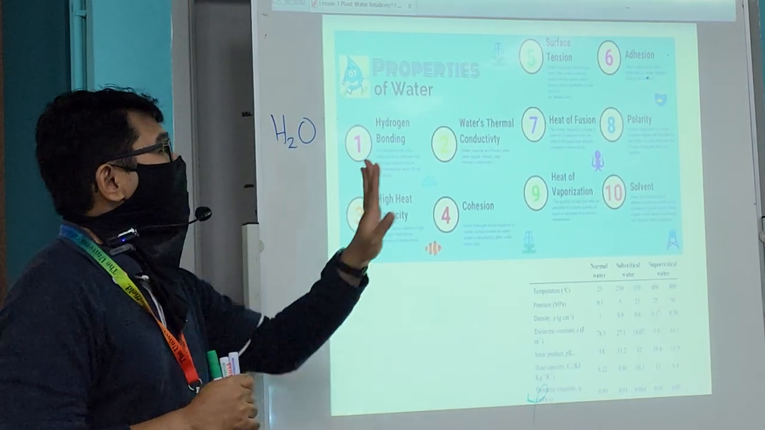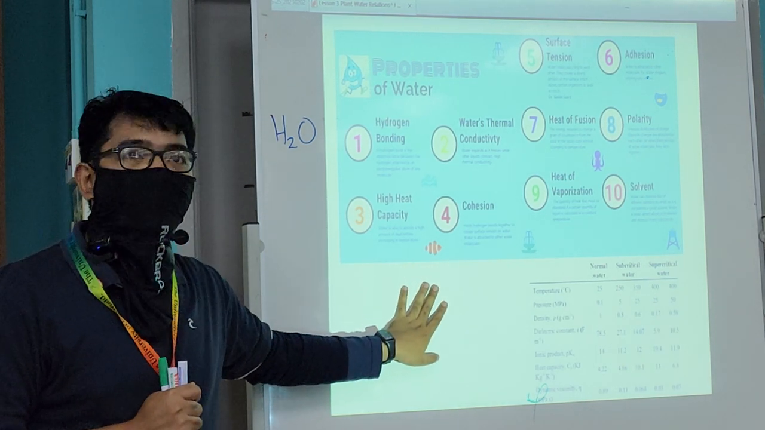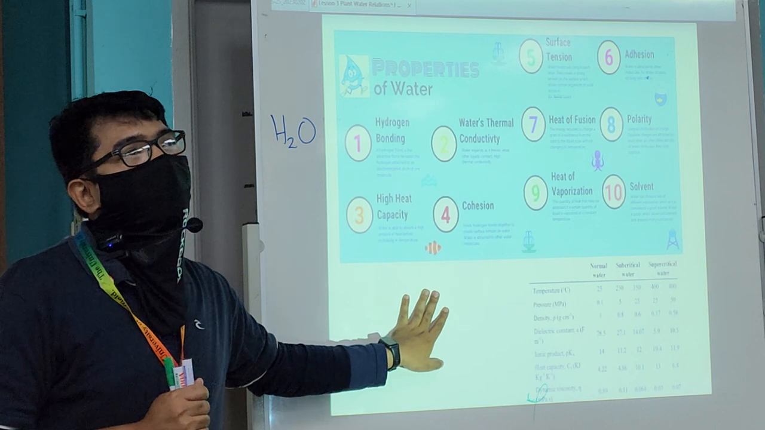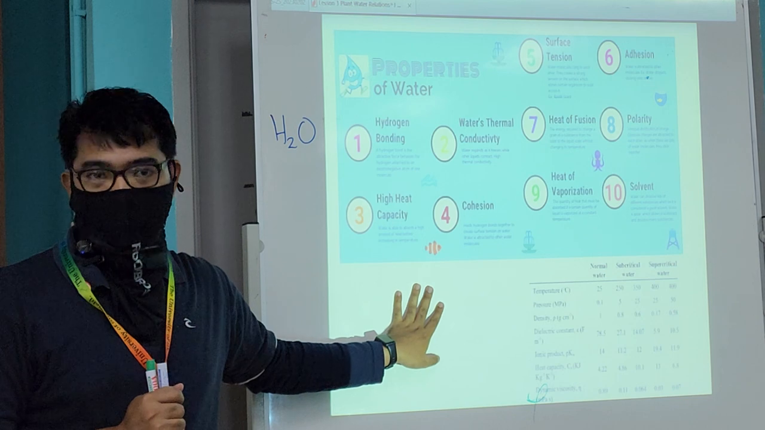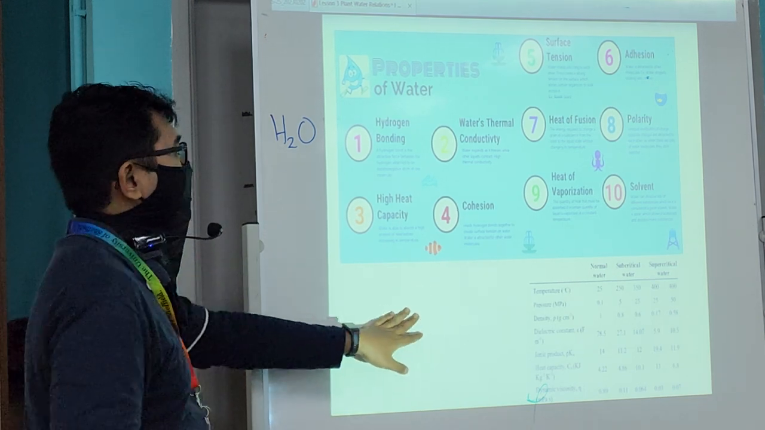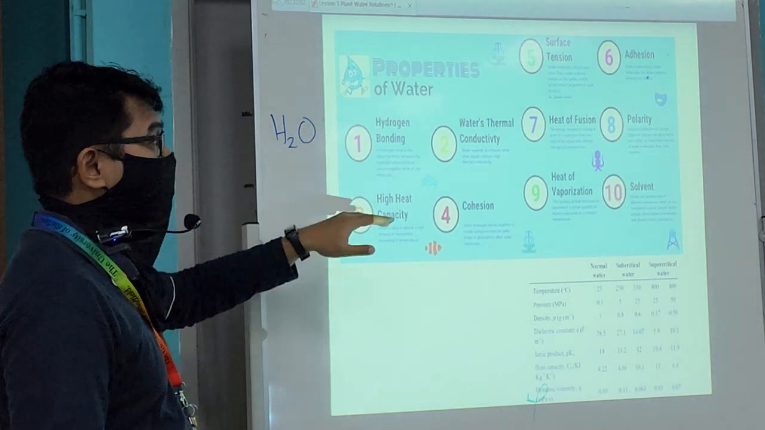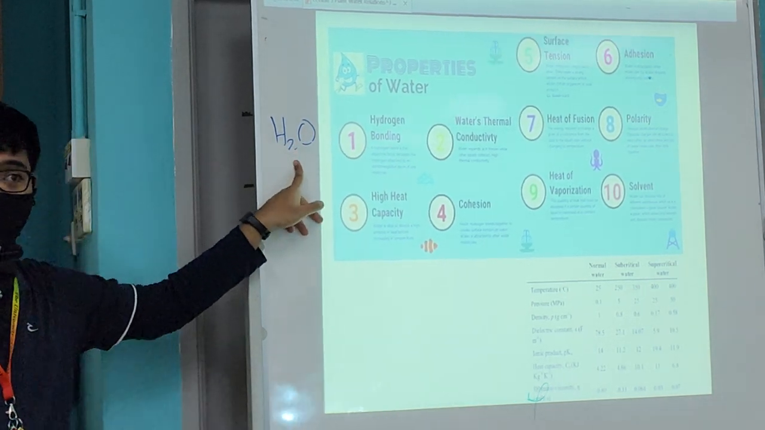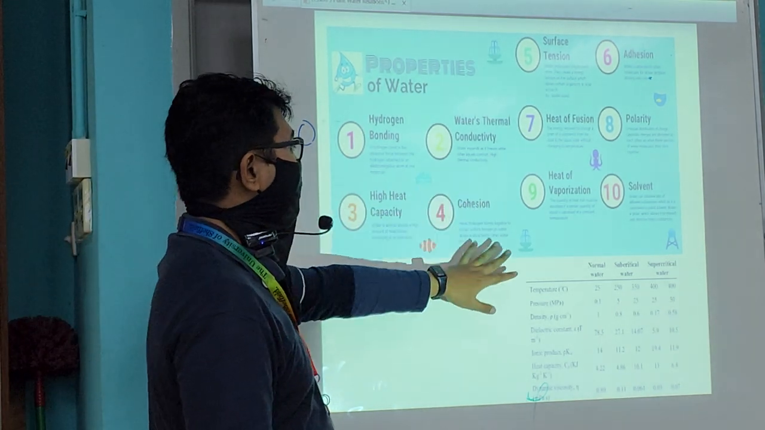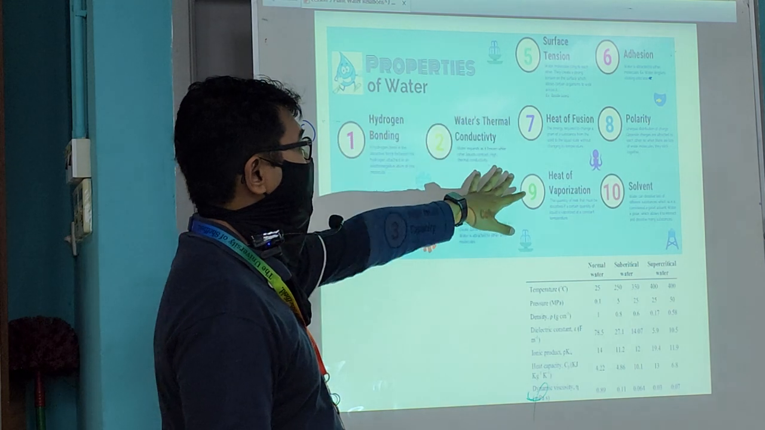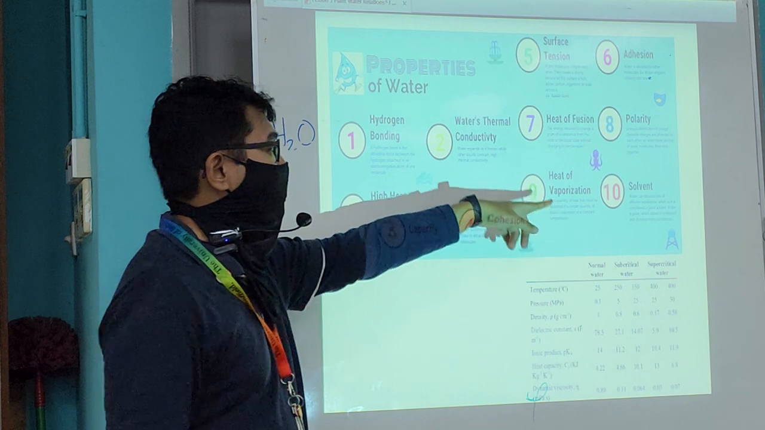Alright. Okay. So these are the four. I'm not going to go into too much detail. I'm just going to highlight the properties that are important regarding plant science, plant physiology for that matter. So these properties include the hydrogen bonding in water, making it not easy to break water apart, and then the heat capacity, thermal conductivity, cohesion, surface tension, latent heat, adhesion, polarity, and also the solvent.